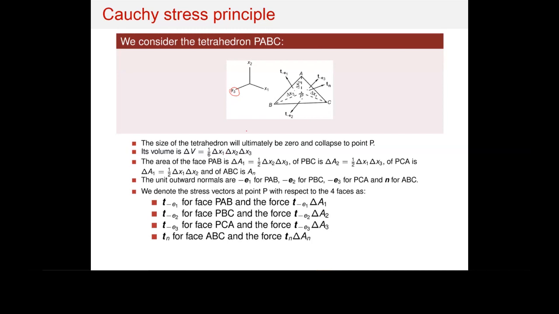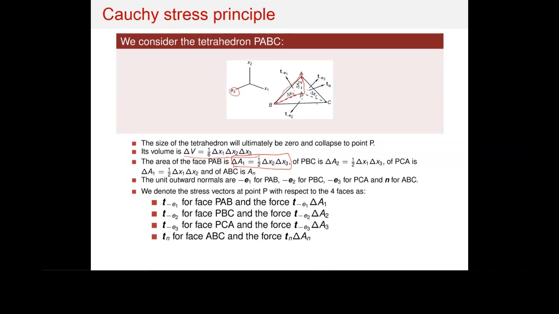So first of all, let us discuss the parameters of this tetrahedron. The volume of this tetrahedron is going to be 1 over 6 multiplied with delta x1, delta x2, delta x3. This is geometry. This is the area of A1, this surface here. This is the first triangle, delta A1. The area of delta A1 is half delta x2 multiplied with delta x3.